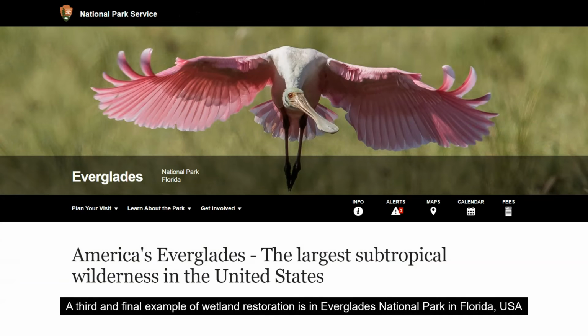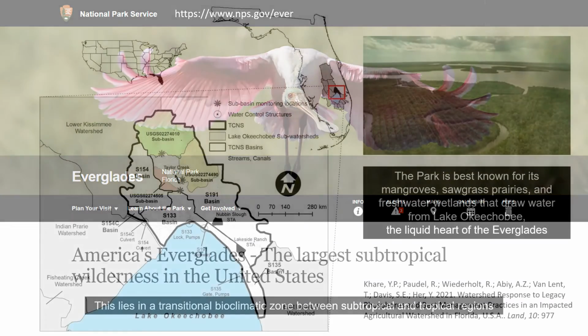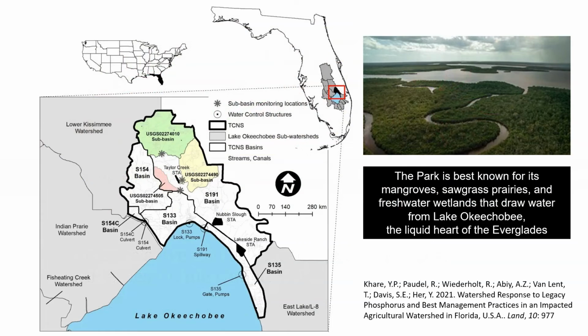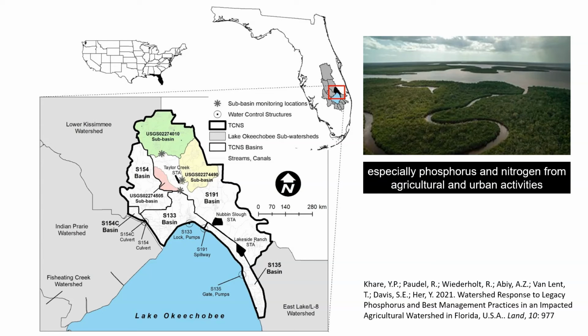A third and final example of wetland restoration is in Everglades National Park in Florida, USA. This lies in a transitional bioclimatic zone between subtropical and tropical regions. The park is best known for its mangroves, sawgrass prairies, and freshwater wetlands that draw water from Lake Okeechobee, the liquid heart of the Everglades. Over the past decades, the lake and its watershed have been subjected to large increases in nutrients, especially phosphorus and nitrogen from agricultural and urban activities.